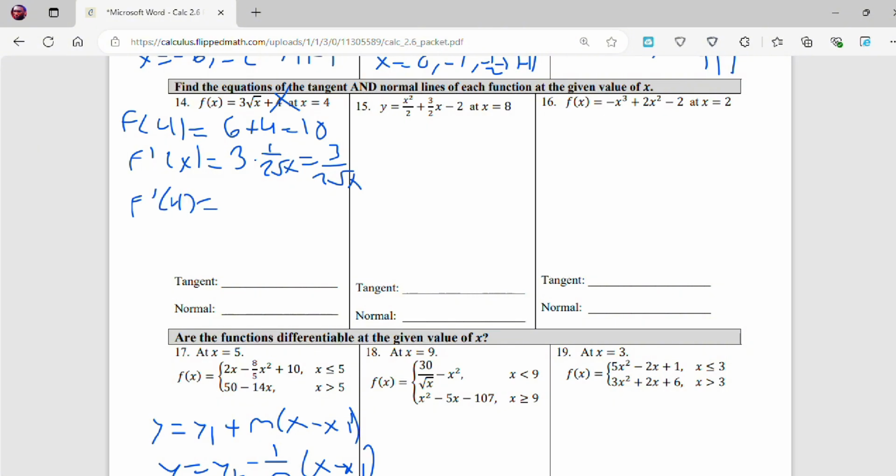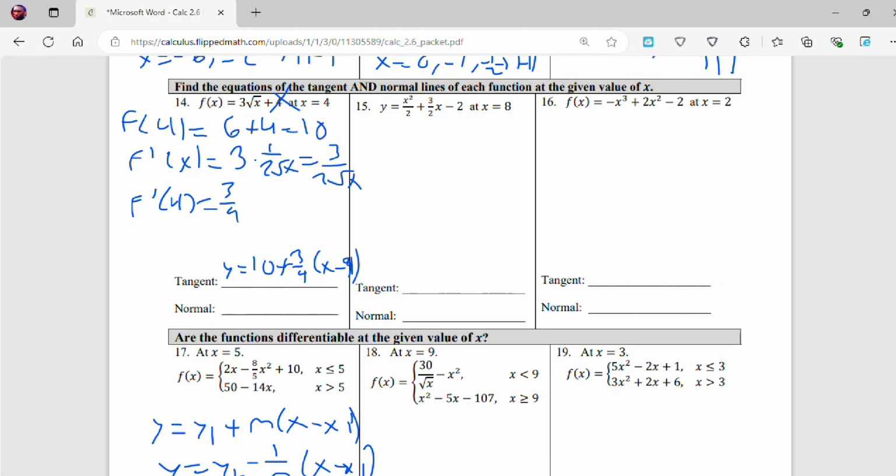F prime of 4. So 3 over 2 times square root of 4. That is 3 over 2 times 2, which is 3 over 4. So y equals y1, which is 10, plus 3 over 4, and then x minus x1, which is x minus 4.